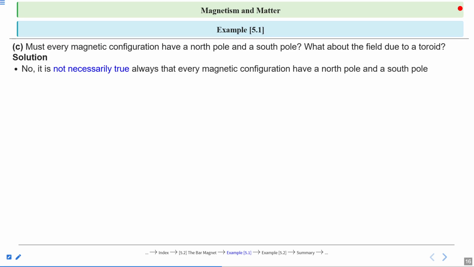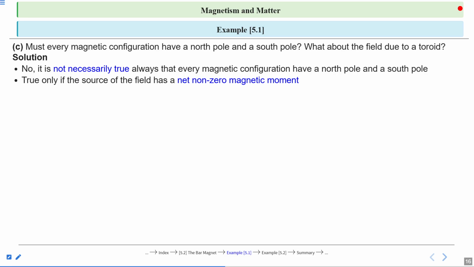So, solution: no, it is not necessarily true that every magnetic configuration has a north pole and a south pole. Why? It is true that every configuration has a north pole and a south pole only if the source of the field has a net non-zero magnetic moment.